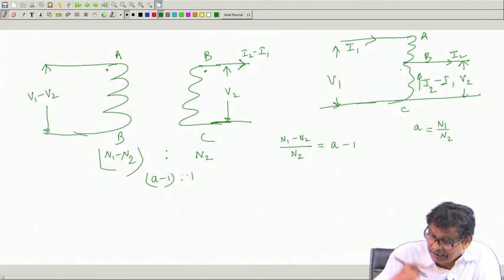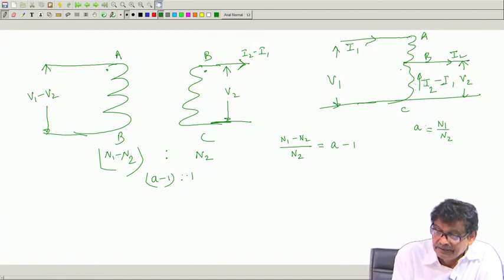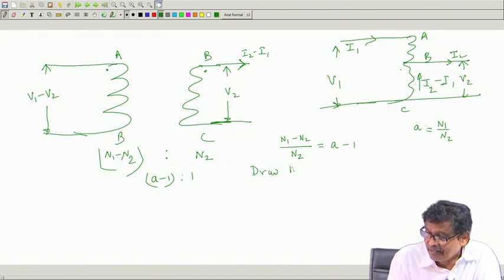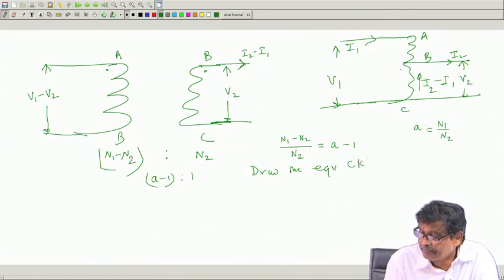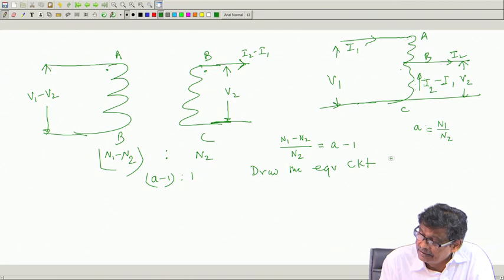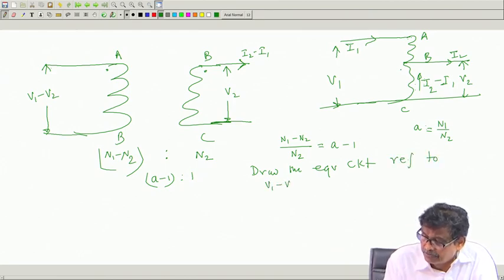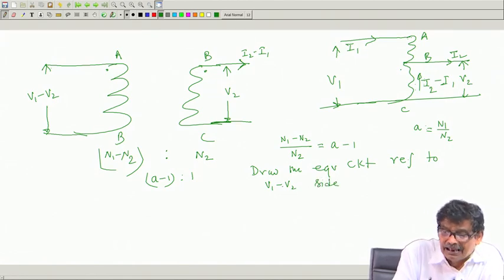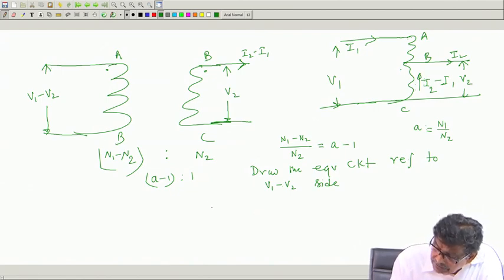Then I will go another step ahead, and today I will stop it here. Then draw the equivalent circuit of this circuit, referred to, I will not say source, to the V1 minus V2 side, because this winding will see, okay, across it has been applied a voltage of V1 minus V2. And what will be the equivalent circuit? V1 minus V2 is the applied voltage, is not?